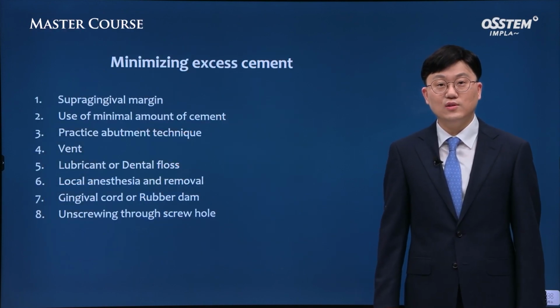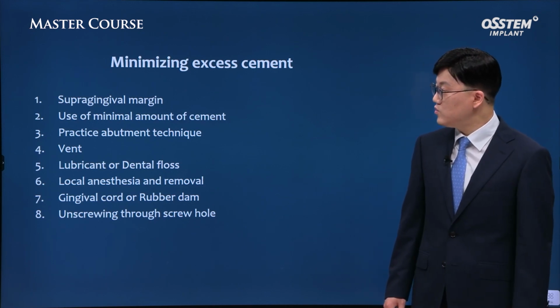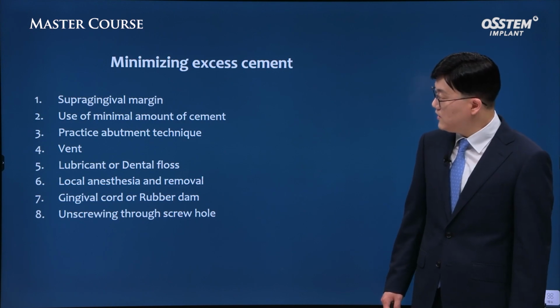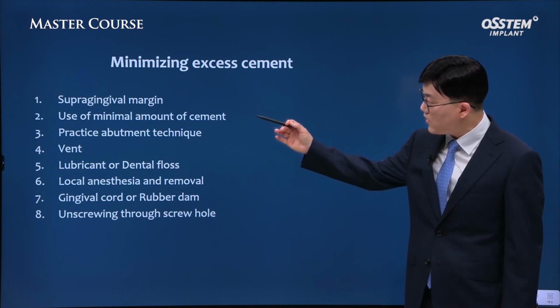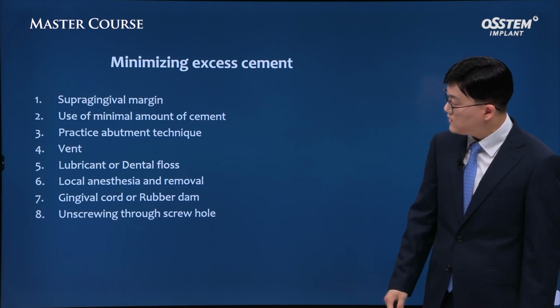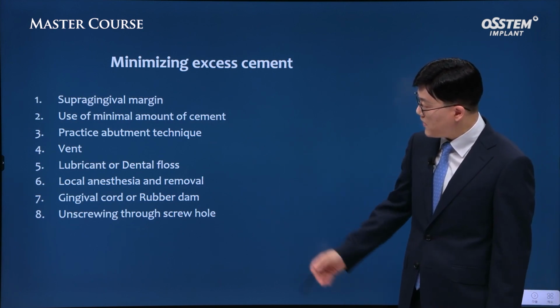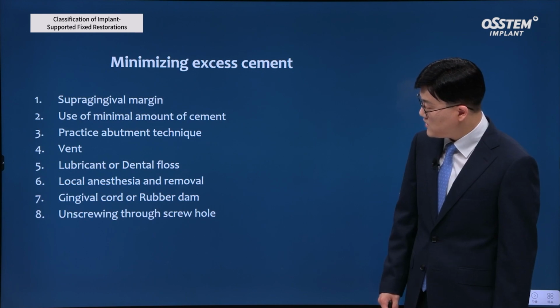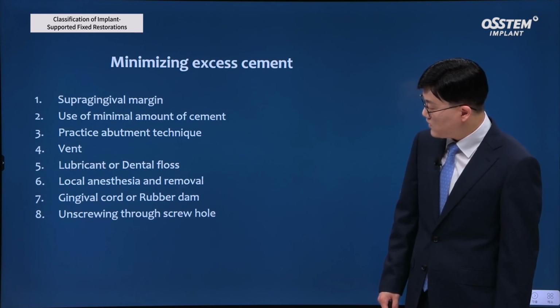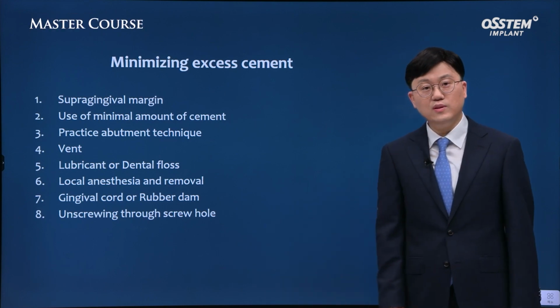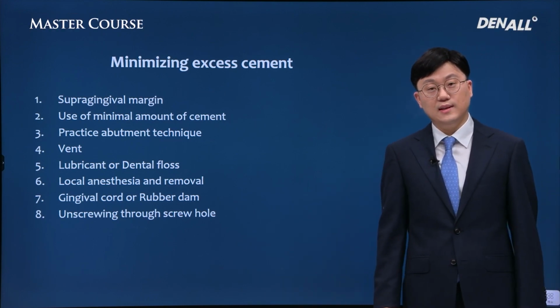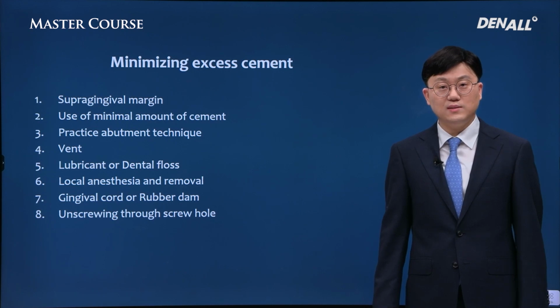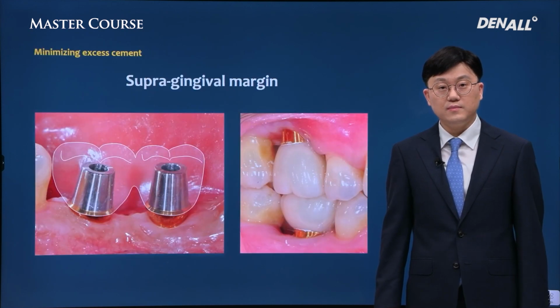Efforts to reduce excess cement is important. We can think of 8 different ways to do that. First is supragingival margin, use of minimal amount of cement, practice abutment technique, using vent to remove cement, lubricant or dental floss, local anesthesia and cement removal, gingival cord or rubber dam, unscrewing through screw hole. These methods can be utilized to remove excess cement. Let's take a closer look at a couple of them.